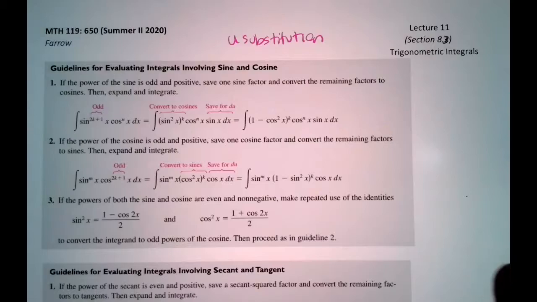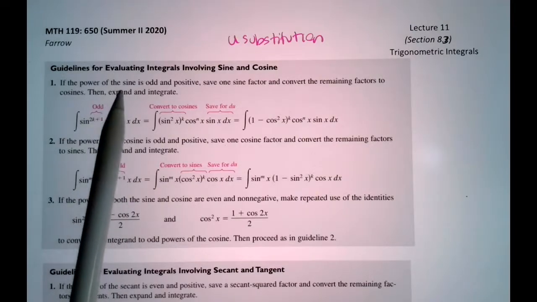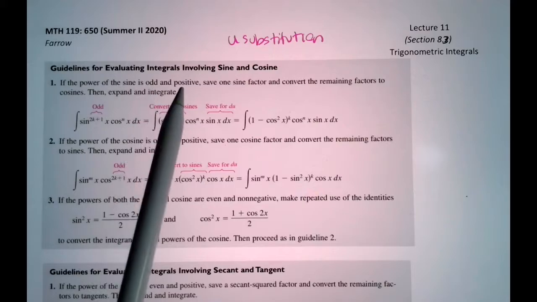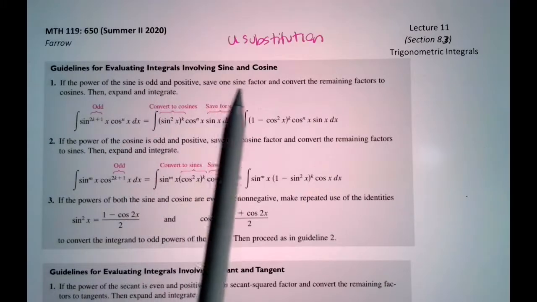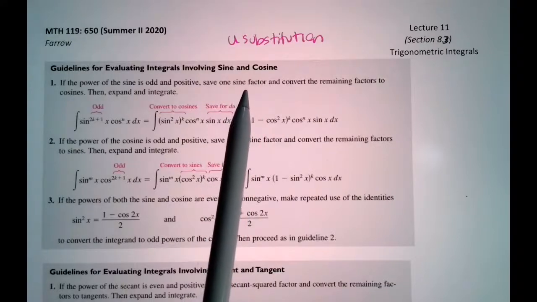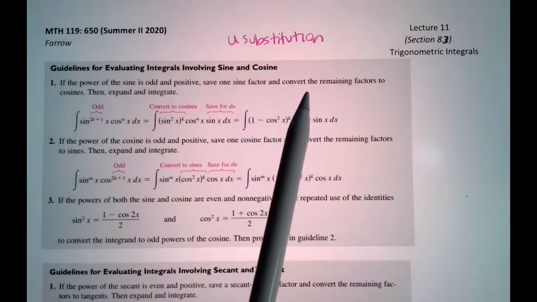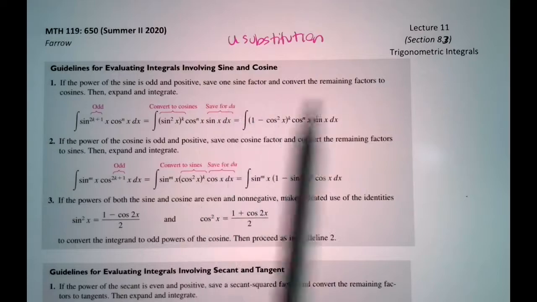So if I just talk out a couple of these, we're going to go through a bunch of examples to explain them in more detail. I tend to teach by example, but if we just think about what this statement is saying, if you have an integrand and the power of the sine is odd and positive, we're always going to think about the powers being positive. You're going to save one sine factor, and any others you're going to convert to cosines. We're going to do this using some trig identities.